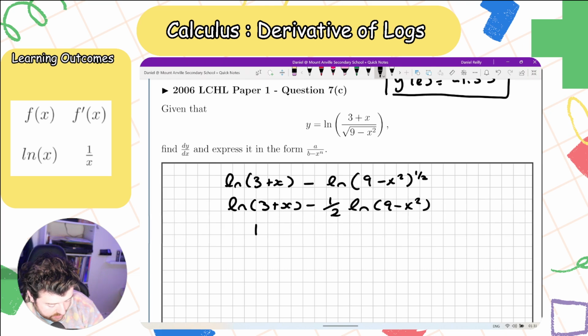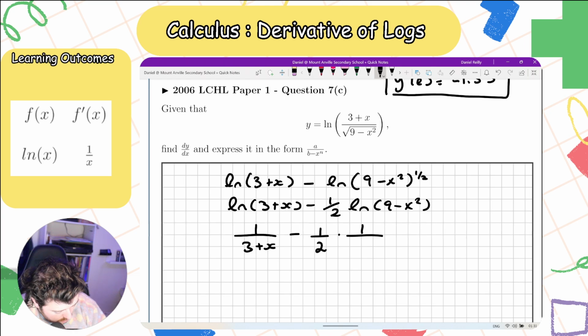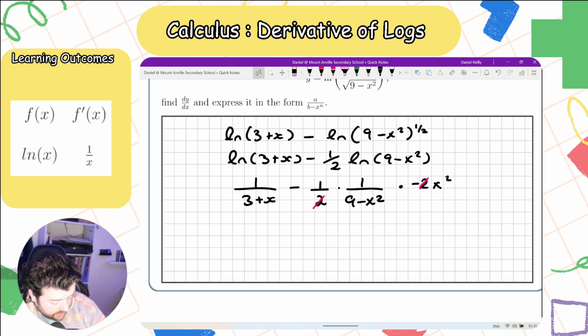Let's find the derivative now. That's going to be 1 over 3 plus x multiplied by the derivative of this, which is just 1, minus a half times 1 over 9 minus x squared times the derivative of this, which is minus 2x. So the 2 here will cancel out. So I have 1 over 3 plus x, minus this minus x, so the minus will cancel out, plus x over 9 minus x squared.